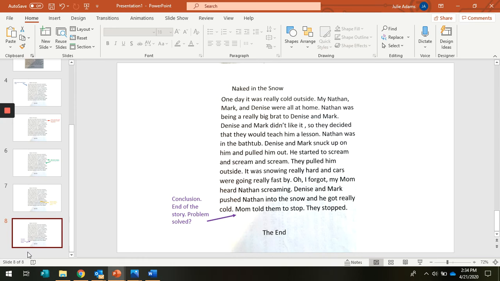So what I would like you to do today is take your small moment, and I want you to break it up into a plot roller coaster. So on a separate sheet of paper, I want you to draw a curve like a roller coaster and break your story up into beginning, middle, and end, where you have a rising action, a climax, a falling action, and then a conclusion.